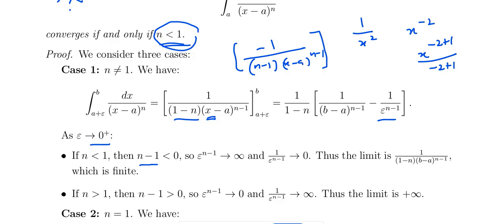Okay, so if n is less than 1, that is called, if n is less than 1, so n minus 1 is less than 0, isn't it? If n minus 1 is less than 0, epsilon power n minus 1, we would have seen in sequences, that is, epsilon power n minus 1 converges to infinity. Am I correct?